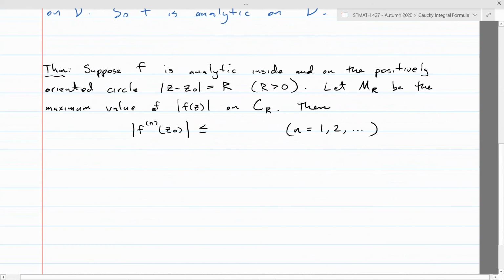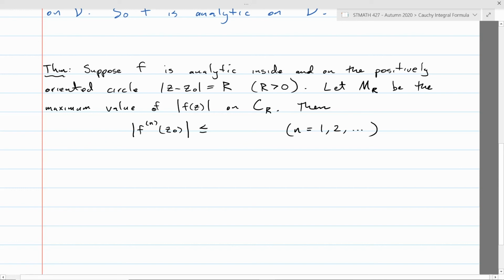And lastly, this is kind of interesting. We can put upper bounds on the derivatives. The size of the derivative, we can always establish an upper bound on it. Suppose that your function's analytic inside and on a positively oriented circle centered at z0. Modulus z minus z0 is equal to r. So this is a circle centered at z0 of radius r. If f is analytic inside and on this circle, so that's a closed set if you include the boundary of the circle.